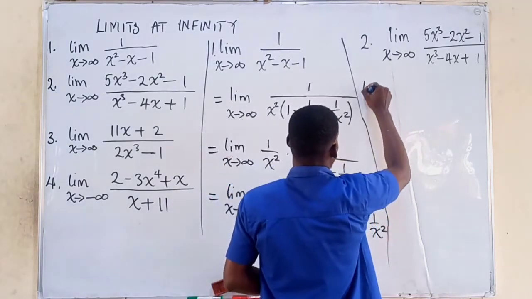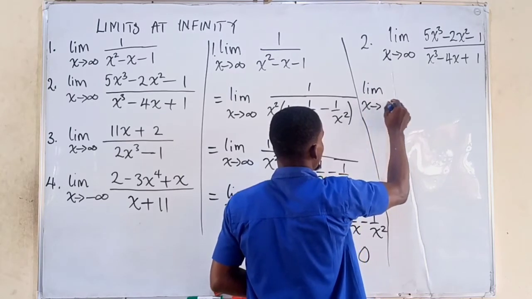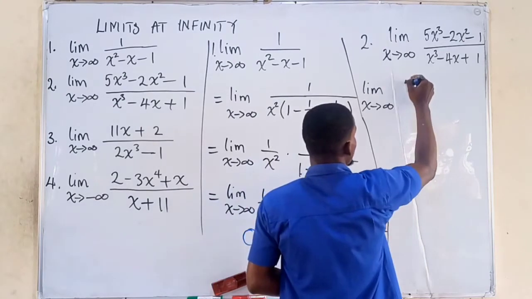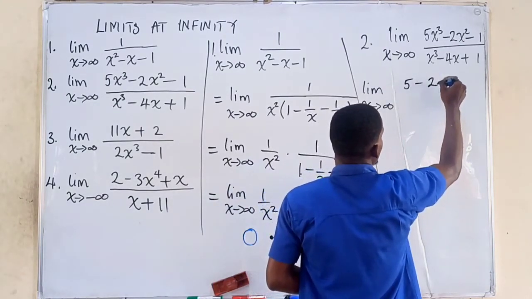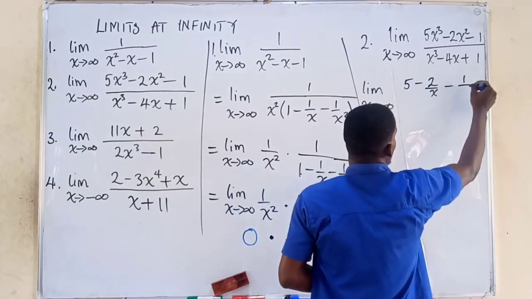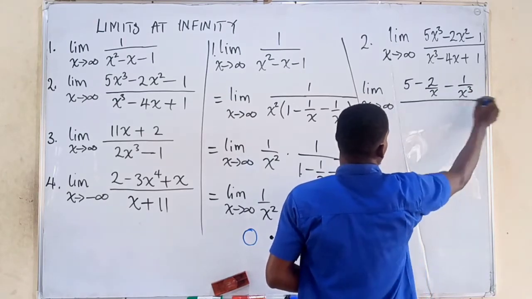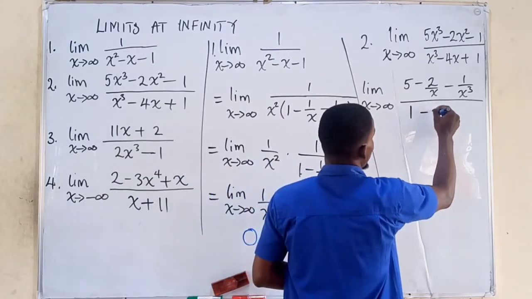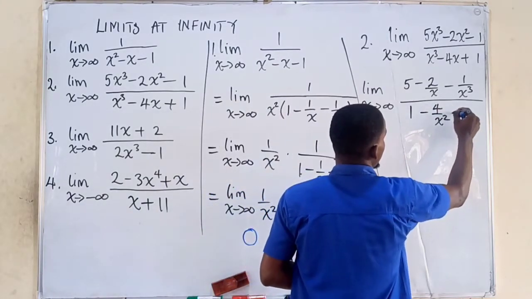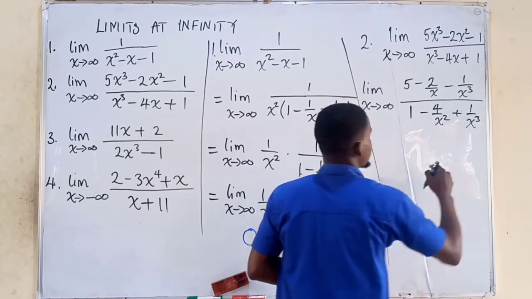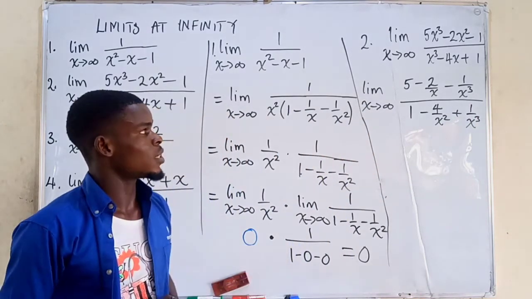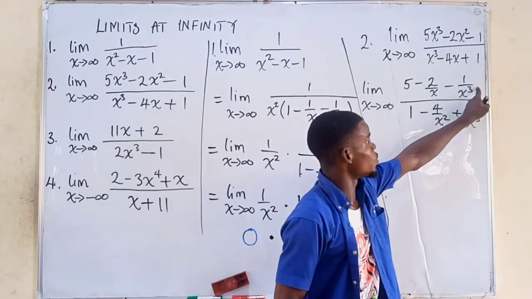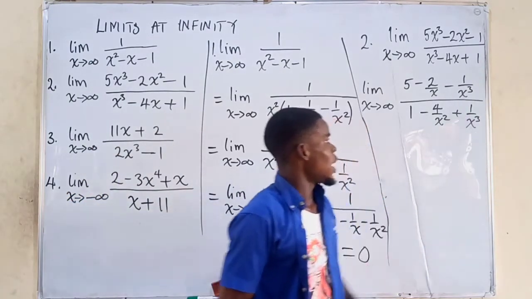So that will give us the limit as x tends to infinity. If you divide through the numerator by x to the power 3, you're going to be left with 5 minus 2 over x squared minus 1 over x cubed, divided by, we do the same to the denominator, 1 minus 4 over x squared plus 1 over x cubed. You just do the divisions, you will see some things will cancel, some will not.